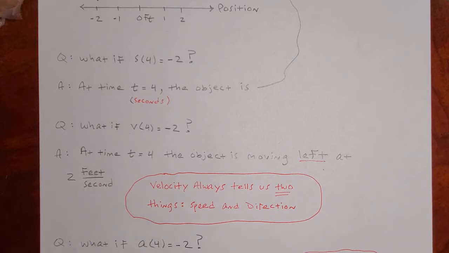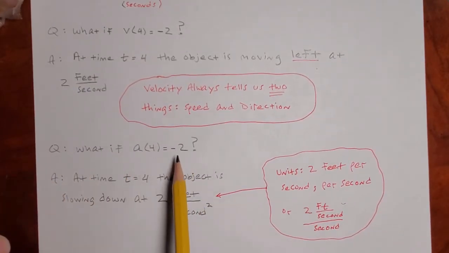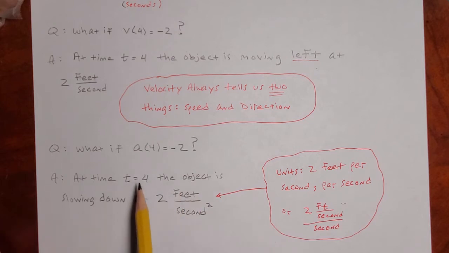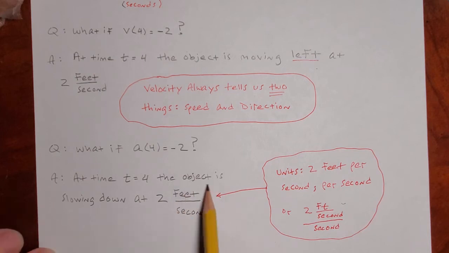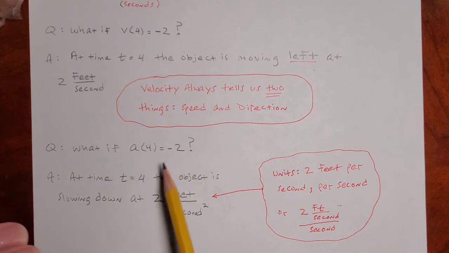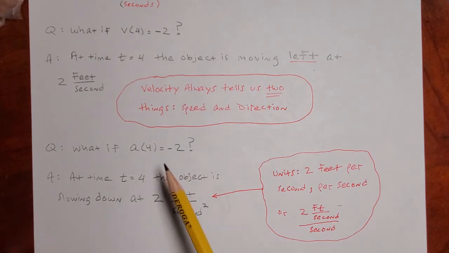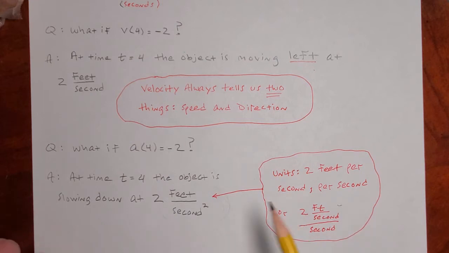Okay. What if the acceleration were negative? So say, what if a of 4 was negative 2? That would mean at time t is equal to 4, the object is slowing down at 2 feet per second squared. And those units there usually strike people as unusual the first time they see it. I'll talk about it a little bit. But if the acceleration is negative, then we're slowing down. And if the acceleration were positive, we'll be speeding up. Okay, I'll explain a little bit about why the signs there make sense. But first about the unit.